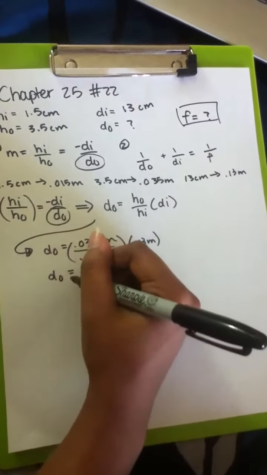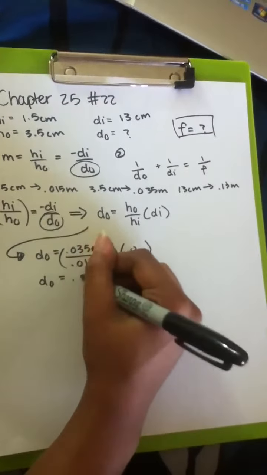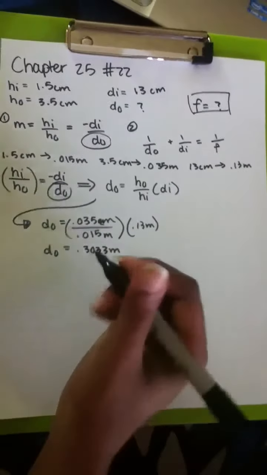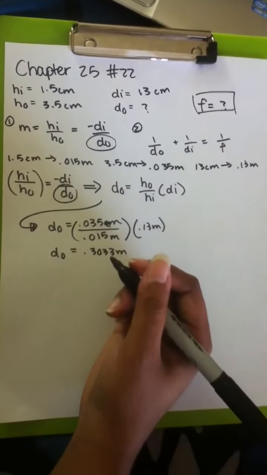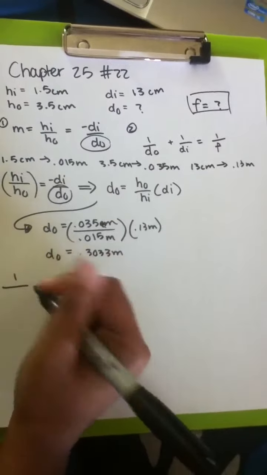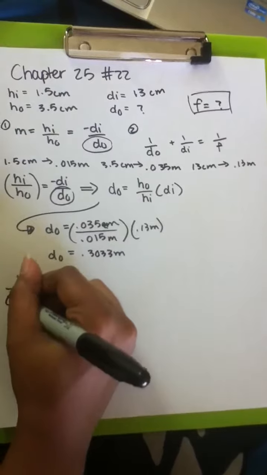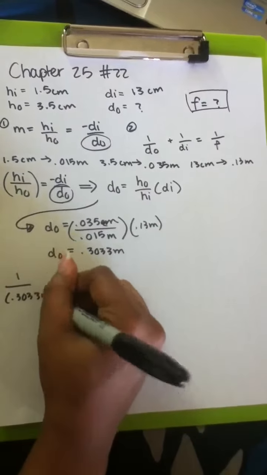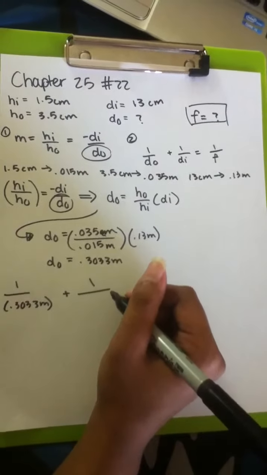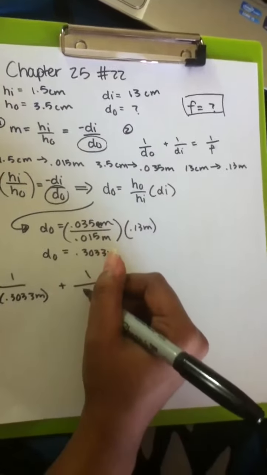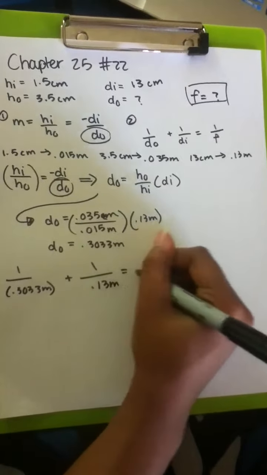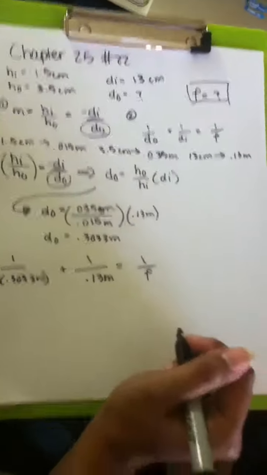For the distance of the object, you should get a value of 0.3033 meters. After I find that value, I am going to move on to the second equation right here, and I'm going to just plug in the values. So 1 divided by 0.3033 meters plus 1 divided by the distance of the image, which is 0.13 meters, is equal to 1 divided by the focal length.